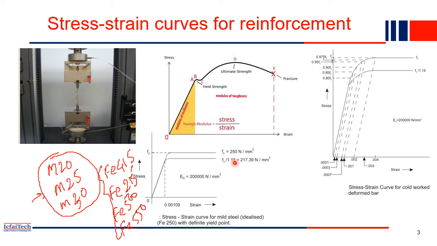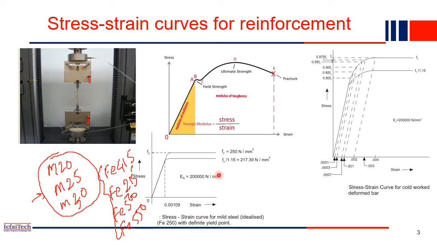So Fy divided by 1.15, for example, this plot is for 250 MPa. So Fy is 250, if you see this grade of steel, you will get this type of stress strain curve. So the yield point is basically 250 Newton per mm square. But for our design purpose, we consider Fy divided by 1.15, which is nothing but 217.39 Newton per mm square.